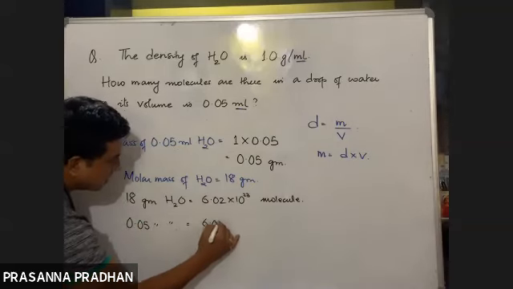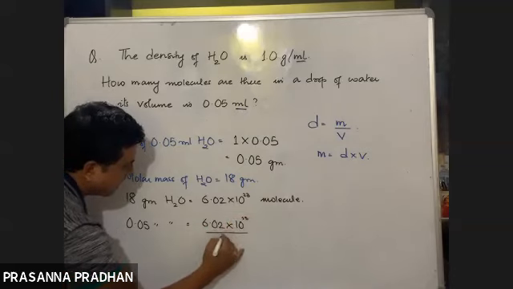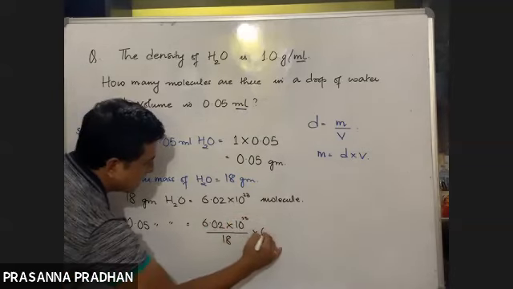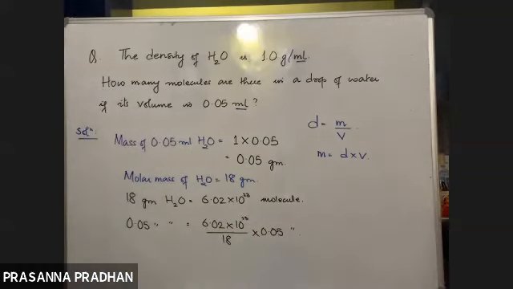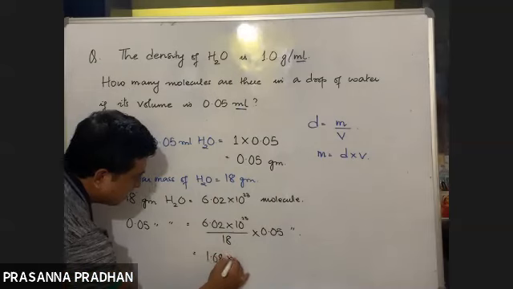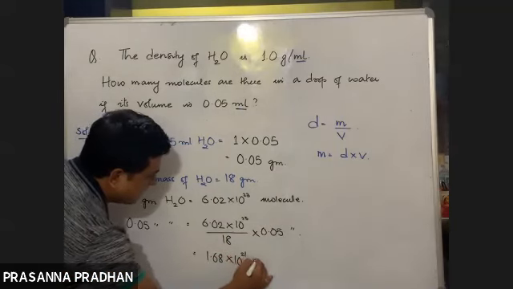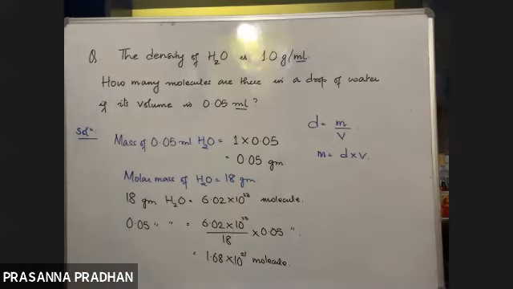Therefore, if 18 gram contains Avogadro number, then 0.05 gram of water will contain how much? By the unitary method, 6.02 times 10 to the power 23 divided by 18 multiplied by 0.05 molecules. The answer will come out to be around 1.68, something like this. So carry out the calculation by yourself. This much number of molecules.